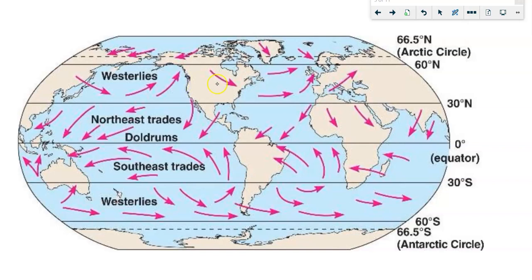But if you are here in the central United States and that air is blowing from the west and coming across the land, you're going to have much greater temperature extremes, because remember, whereas water has a moderating effect on temperature, it keeps it from changing much. Land has a much lower specific heat, and so you're going to get much bigger temperature fluctuations if you're inland than if you're by the coast.